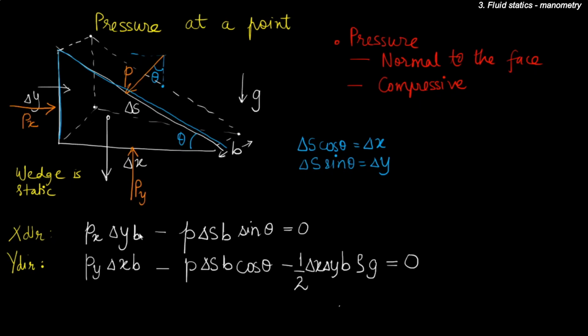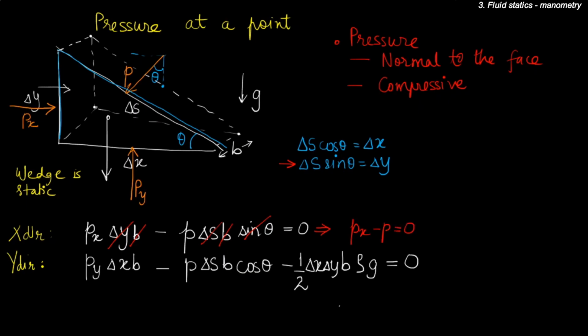So we can first of all cancel b from these two terms. We can cancel delta y with delta s sin theta, because that relationship follows from trigonometry, and this relationship yields us px minus p is equal to 0.